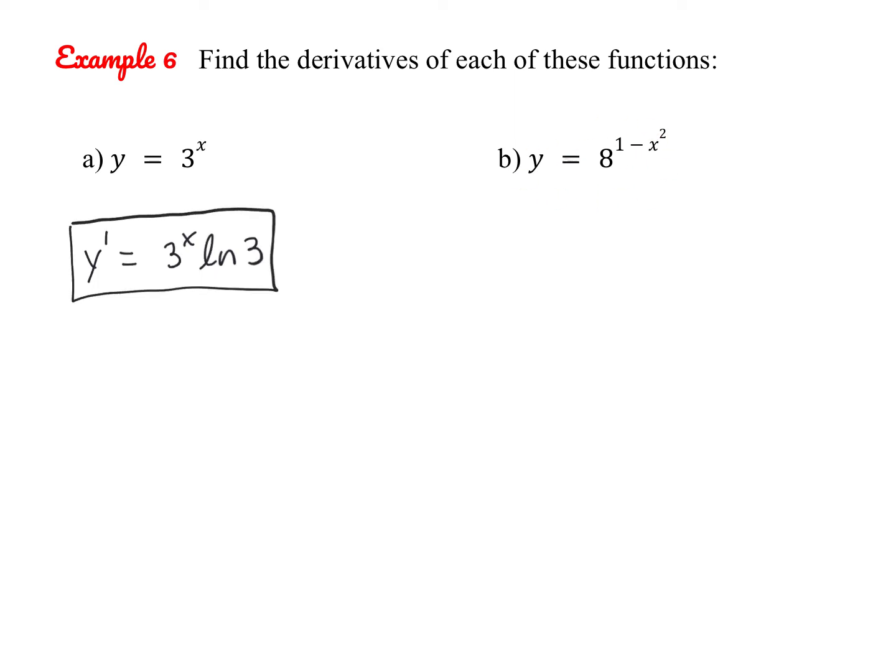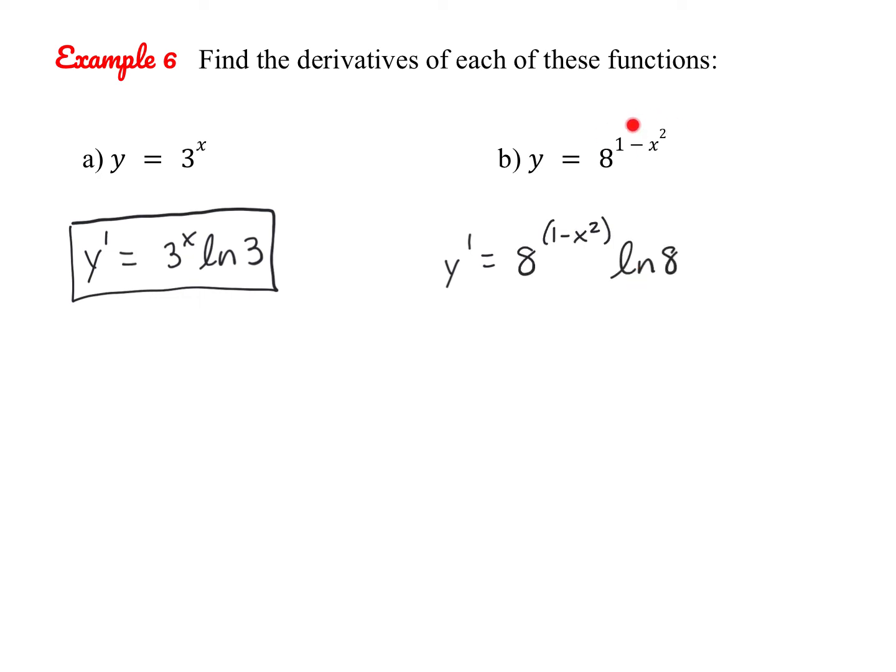Here in part B, you'll see that we will actually need to use our chain rule because we have our base 8 function, and then within our exponent we have another function. So to do our chain rule, first we're going to take the derivative of our outermost function, which would be 8 to the power of x. So we have 8 to the power of 1 minus x squared times natural log of 8.